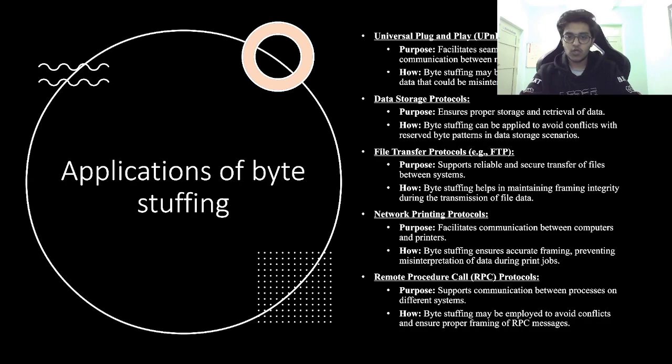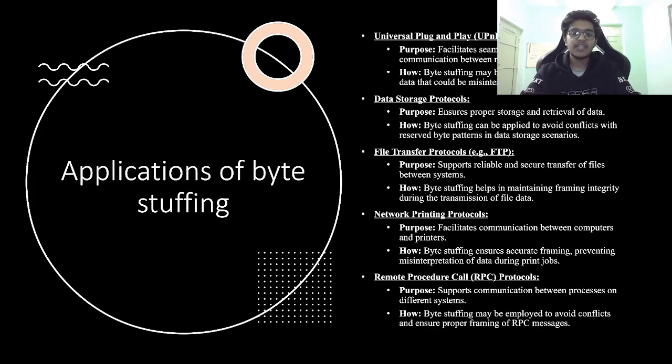Network printing protocols. Purpose here is facilitating communication between computers and printers. This is going to be done to ensure accurate framing, preventing misinterpretation of data during print jobs. And lastly, we have RPC protocols, that is the remote procedure call protocols. Purpose here is to support communication between processes on different systems. Byte stuffing may also be employed to avoid conflicts and ensure proper framing of RPC messages.